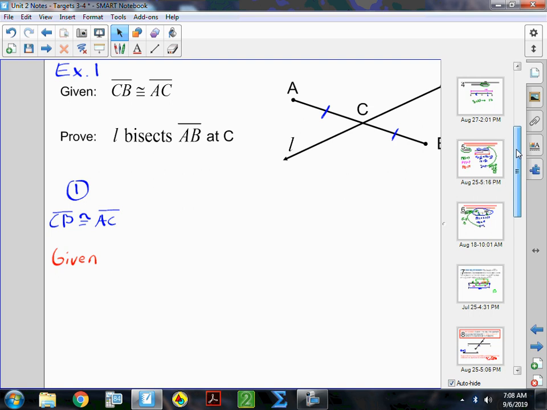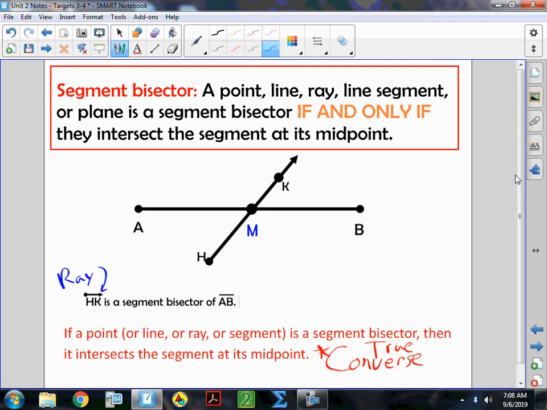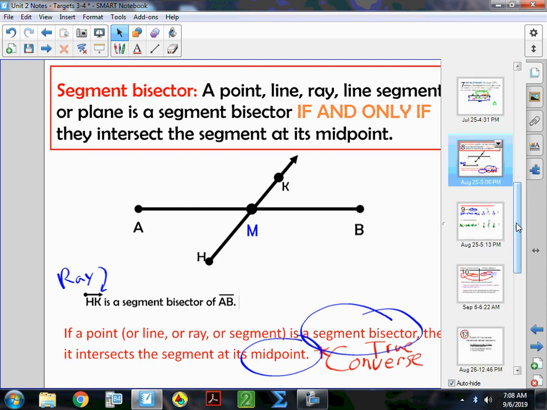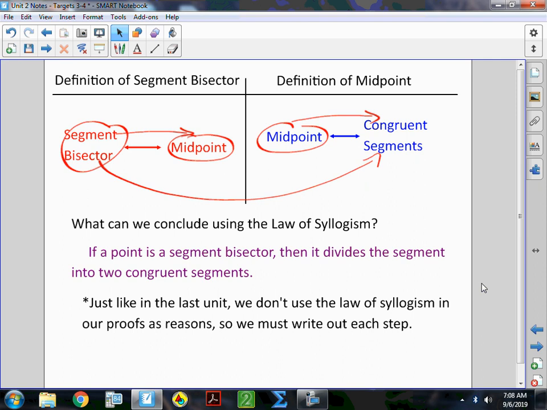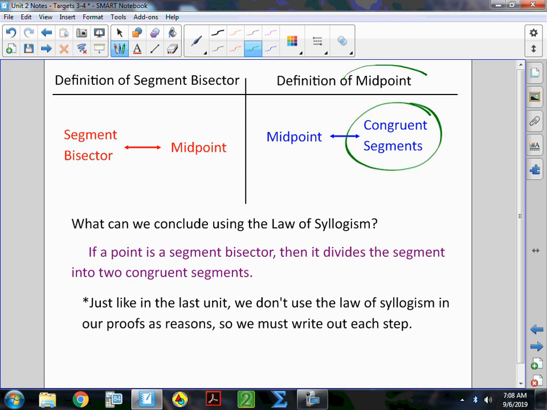Our segment bisector definition said, as an if-then, if it's a segment bisector, then it's its midpoint. In fact, a good spot to look would be the slide where we compared the two right after that. That's right here. So right now we have congruent segments. If you use this, it can tell you what you have to do. I have congruent segments. Congruent segments goes with the midpoint definition. It doesn't go with the definition of segment bisector.